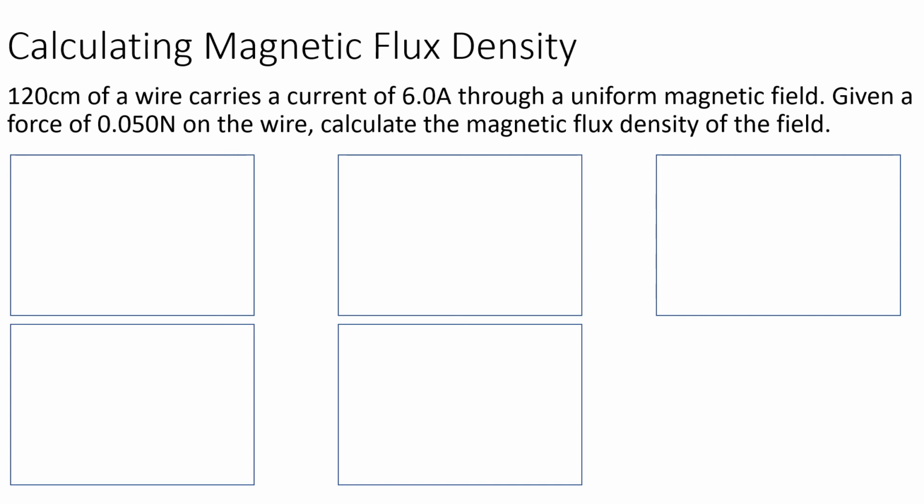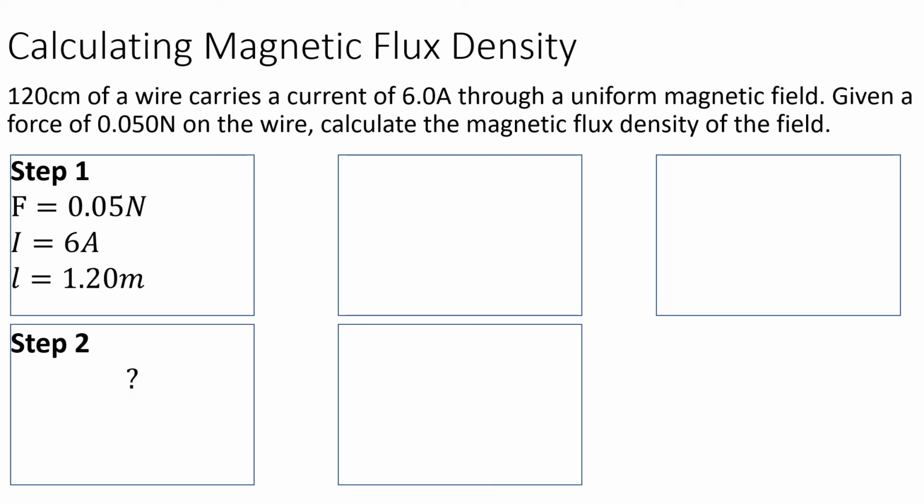120 centimeters of a wire carries a current of 6 amps through a uniform magnetic field. Given a force of 0.05 newtons on the wire, calculate the magnetic flux density of the field. Step 1, write down what you know. Then complete steps 2 through 5 yourselves.